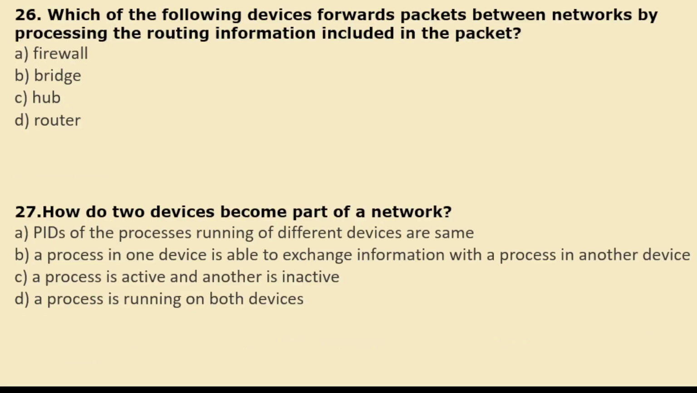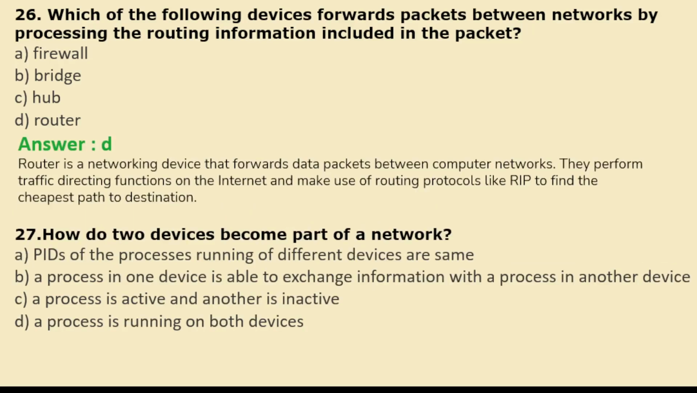So our next question is, which of the following devices forwards packets between networks by processing the routing information included in the packet? A. Firewall, B. Bridge, C. Hub, D. Router. Correct answer is D. Router.